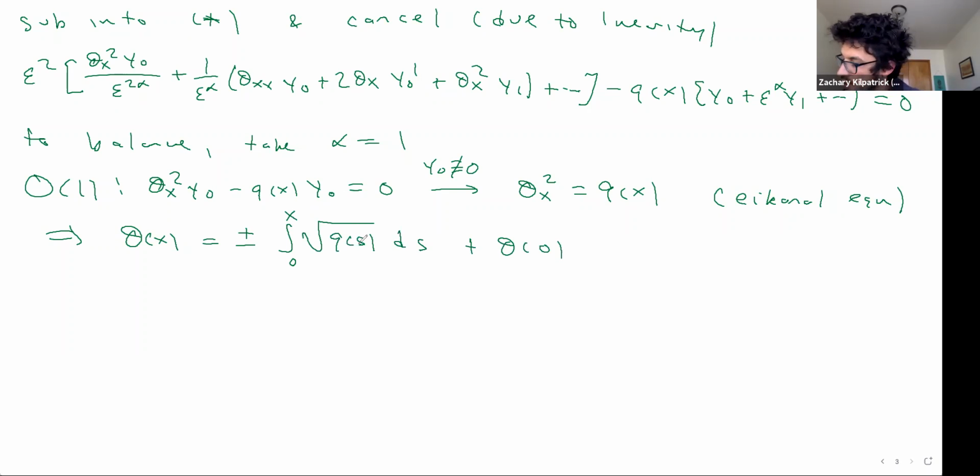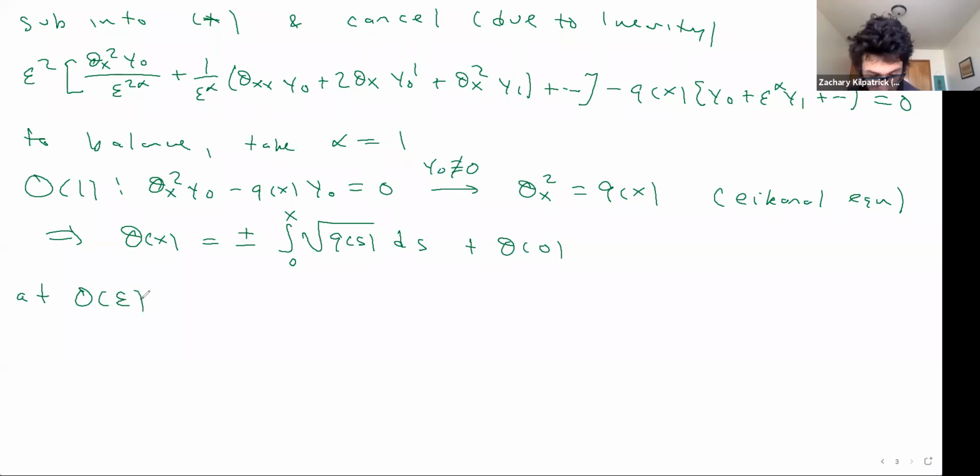And note that funny things are going to happen if q of s changes sign. That's where we come into what's called turning points, which we'll address in a later section of this part, okay? But all you need to know for now is that we can solve for theta just by integrating this equation. So that's our Eikonal equation. This is going to give us basically the exponential part of our solution. And now we have to figure out what this leading function is that's going to scale that exponential function, okay?